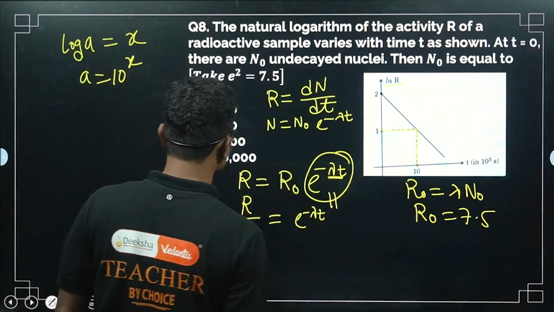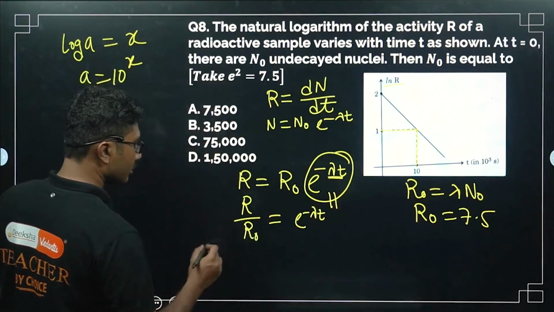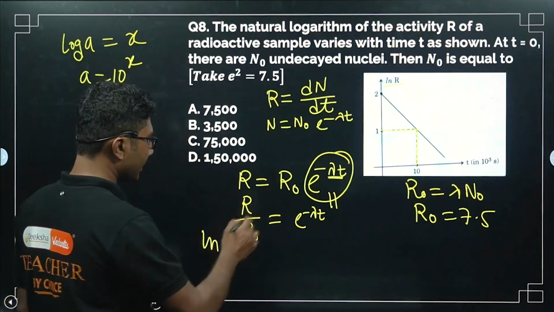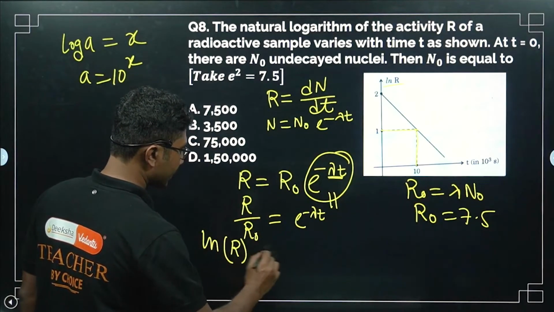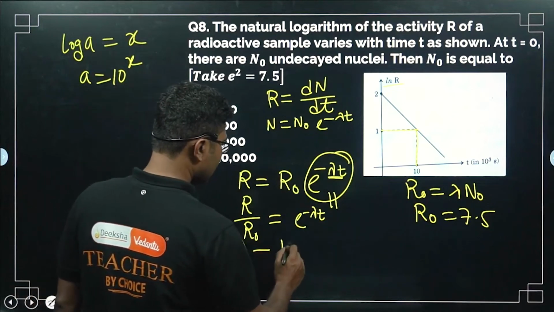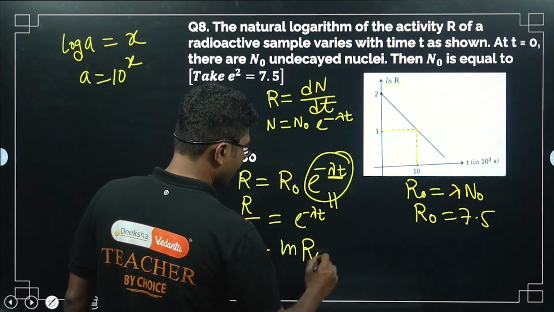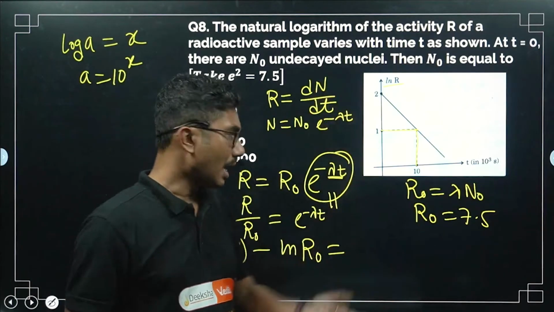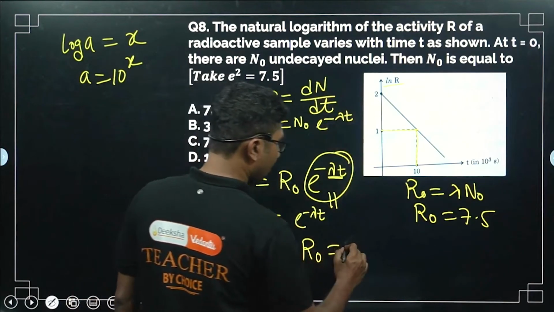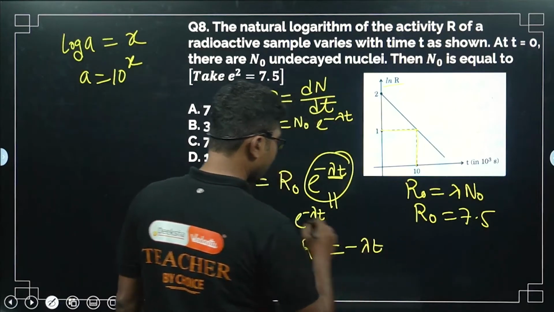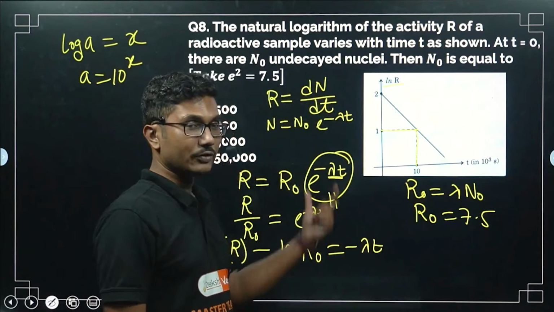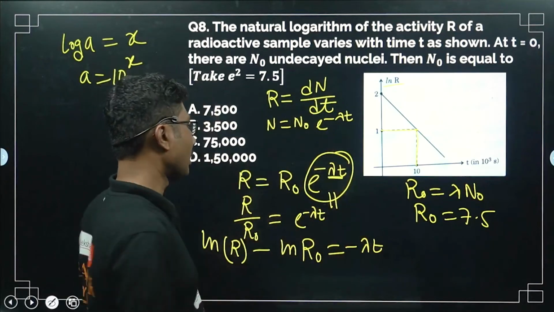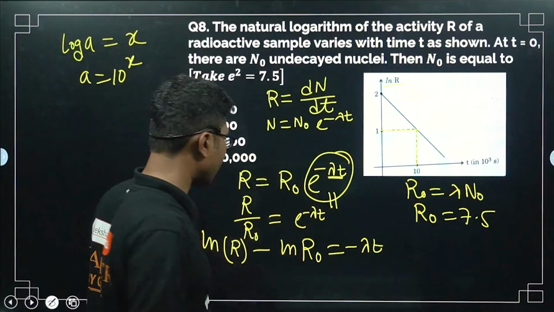Now take the ln on both sides. Same rule as log: division means subtraction, right? ln R minus ln R0 equals, now in case of log it is 10 to the power, but here it is e to the power, so it will become minus lambda t. Just imagine if there was a 10 to the power x, if you take log, that becomes only x. If you take ln for e to the power, that becomes only the power, right?